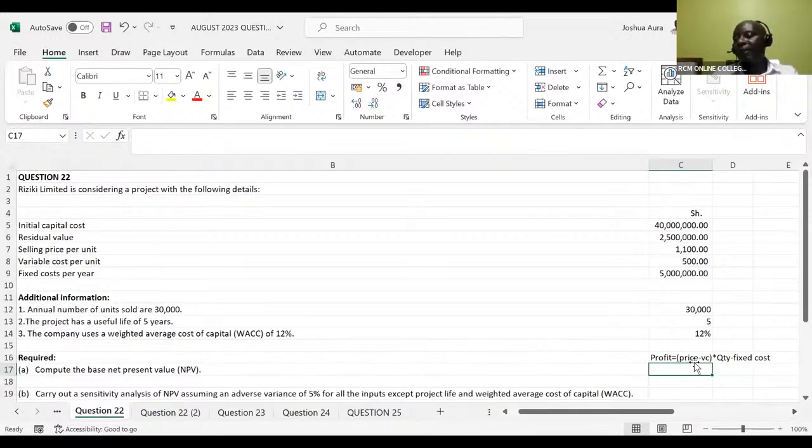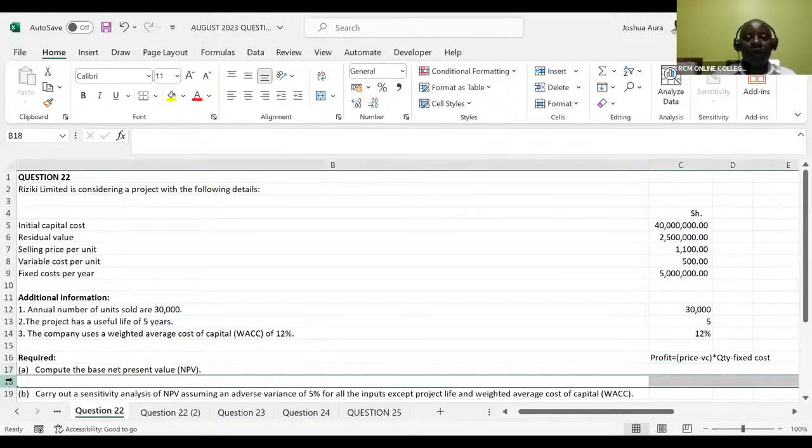Whenever you see price and variable cost, like now here we have a selling price of 1,100, a variable cost of 500, and a quantity sold of 30,000. When you subtract this minus this, that gives us the contribution margin. I then multiply this with quantity to get total contribution, and then I subtract fixed cost to get profit. So this is a fairly straightforward question.